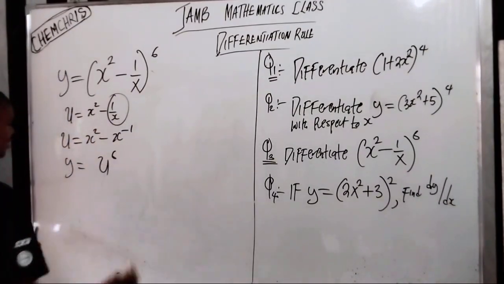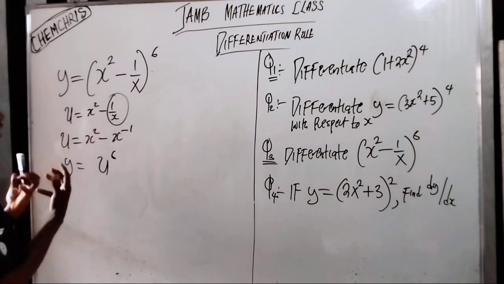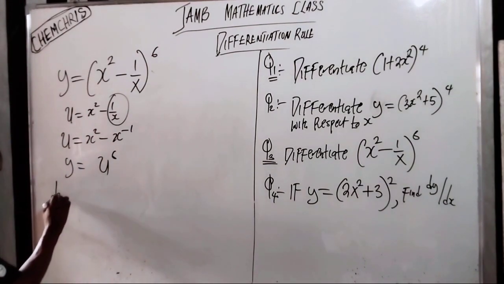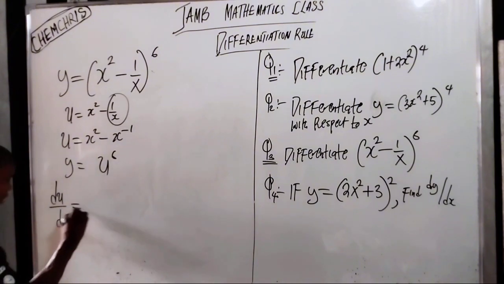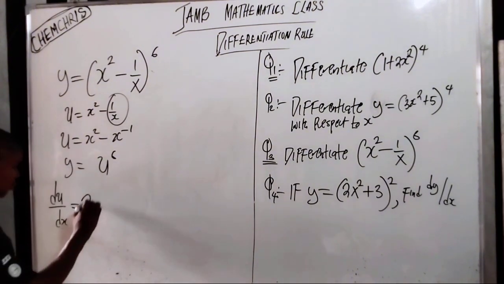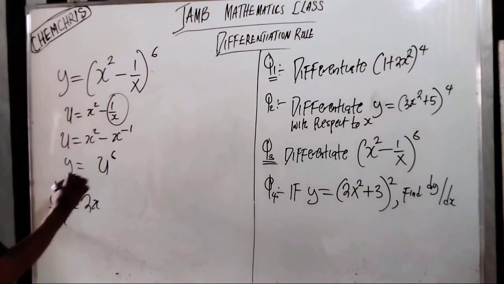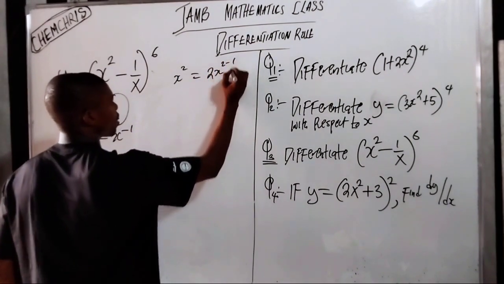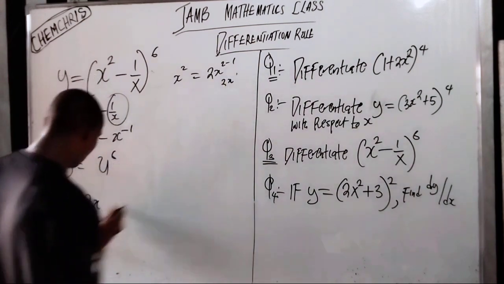So how do you differentiate du over dx here? It's still the normal regular pattern. So du over dx is equal to, here we have 2x raised to what? 1. Because x raised to 2, you also say that 2x raised to 2 minus 1 is going to be 2x^1. So that's what we have here.